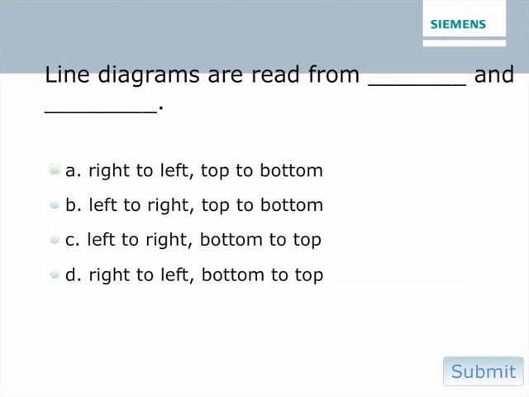Question 2. Line diagrams are read from blank and blank. Is it A, right to left, top to bottom, B, left to right, top to bottom, C, left to right, bottom to top, or D, right to left, bottom to top?